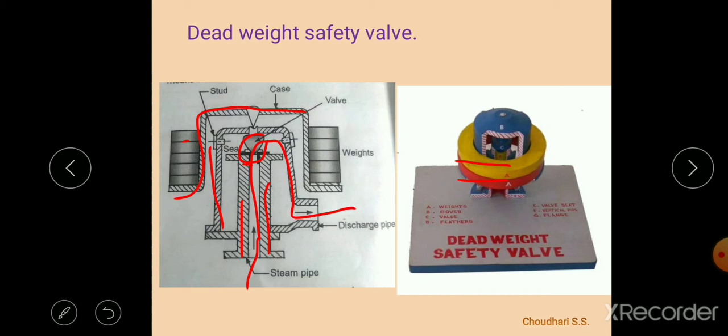When there is normal pressure, the weight keeps the valve in its position, and when pressure exceeds the normal value, the body or this case along with the weight rises, and the valve opens. Through this valve the steam is discharged. This is a dead weight safety valve.